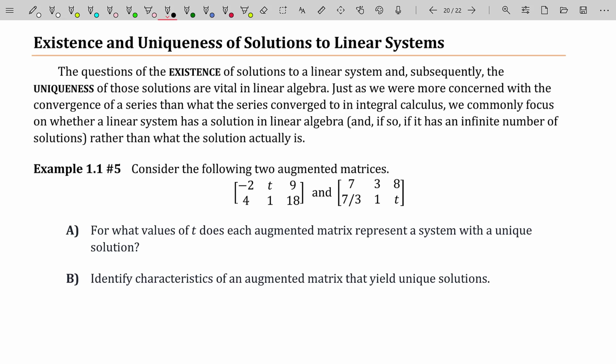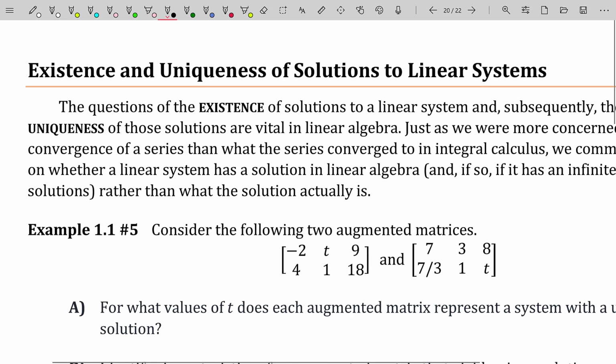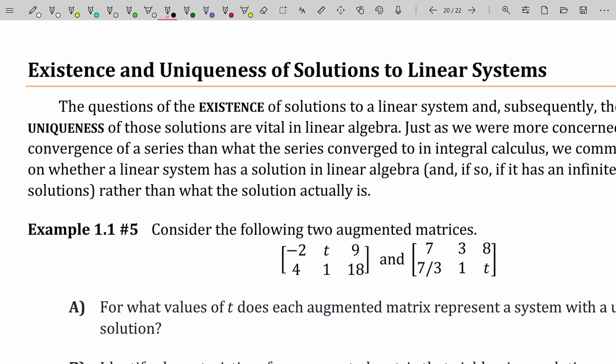I'm really happy that one of my students this semester let me know that this video was missing from my video series, because this is actually a very important topic, even though somewhat fast. It is super important to talk about, so let's do it. The existence and uniqueness of solutions to linear systems.